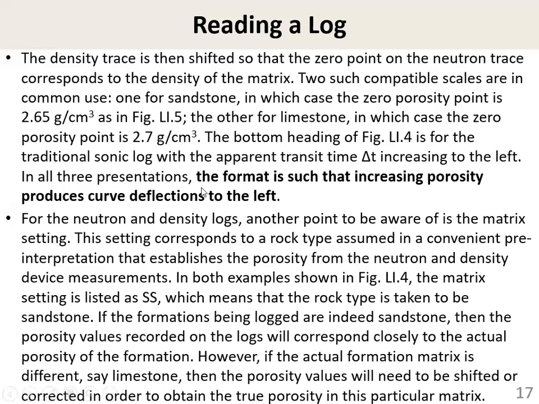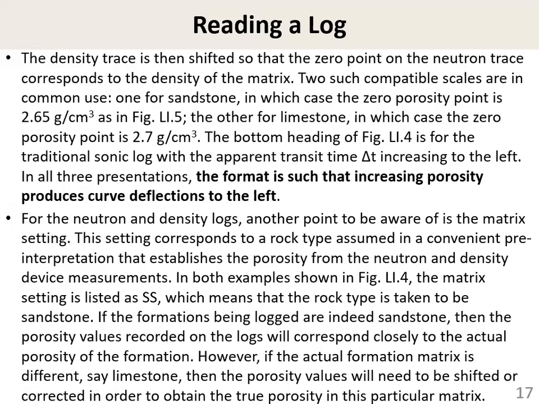And this is what I just mentioned, that the format is such that increasing porosity produces deflections to the left. So whether you are talking about the transit time, for convenience, the way the contractor would display the porosity logs on the track would be in such a way that increasing porosity produces deflections to the left.